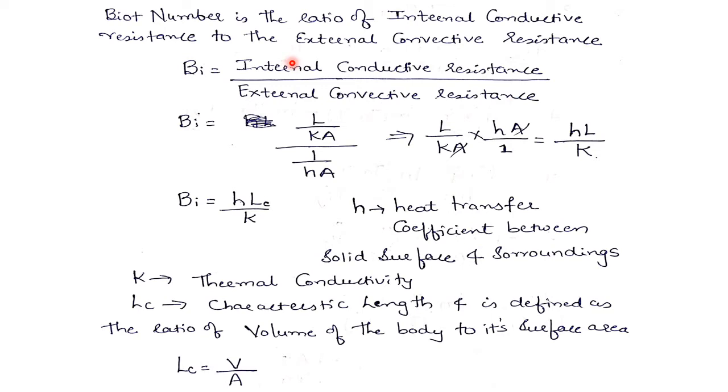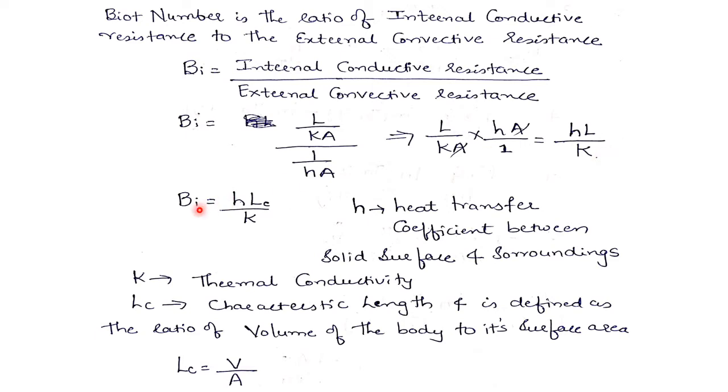The internal conduction resistance is given by the formula L divided by K into A, and the external convective resistance is given by 1 divided by H into A. If I take L divided by K into A to the numerator, this will be H into A divided by 1. A gets cancelled, so my Biot number will be H into L divided by K.